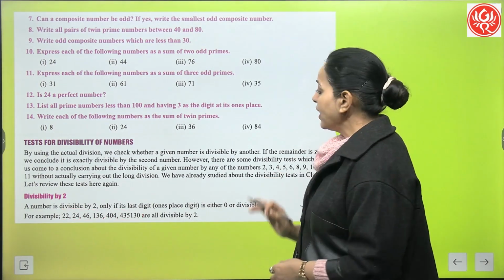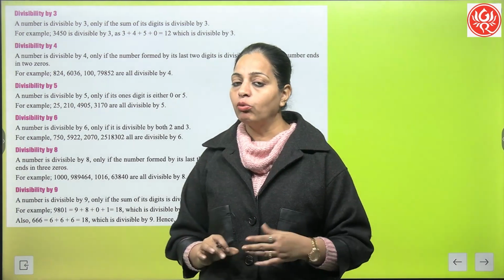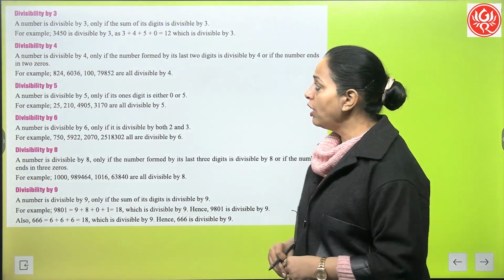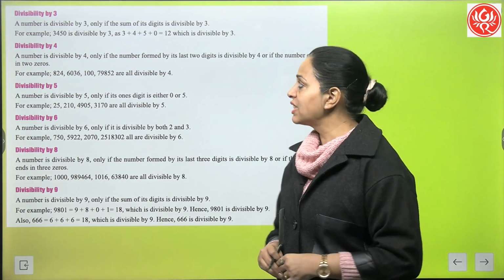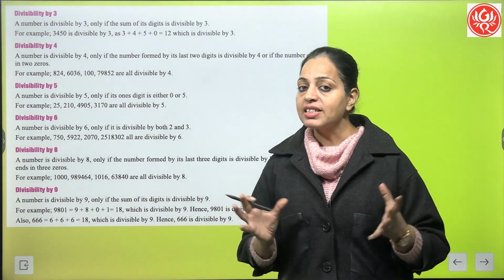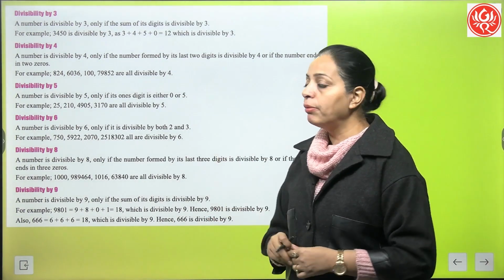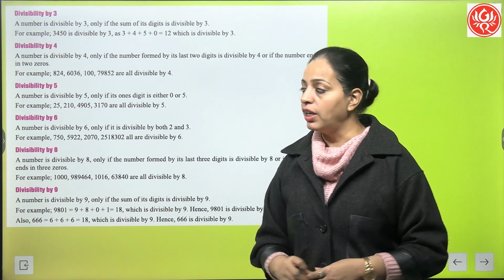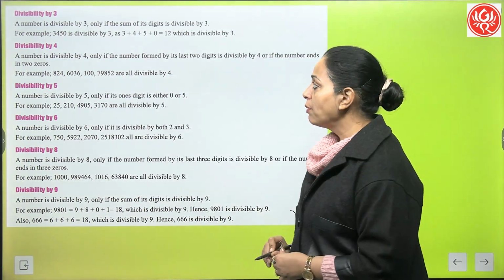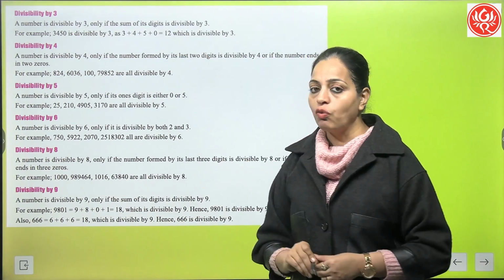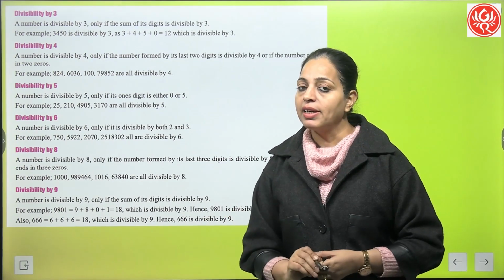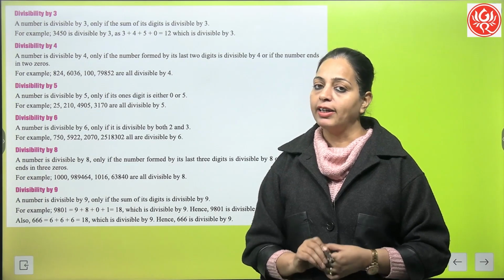Fine. Now the next is divisibility by 3. अब by 3 how we can check? A number is divisible by 3 only if the sum of its digits is divisible by 3. अगर हम digits का sum लेंगे like here one number 3450, हमने क्या किया sum of digits लिया 3 plus 4 plus 5 plus 0 which is equal to 12, which is the multiple of 3. So that's why this number is divisible by 3.